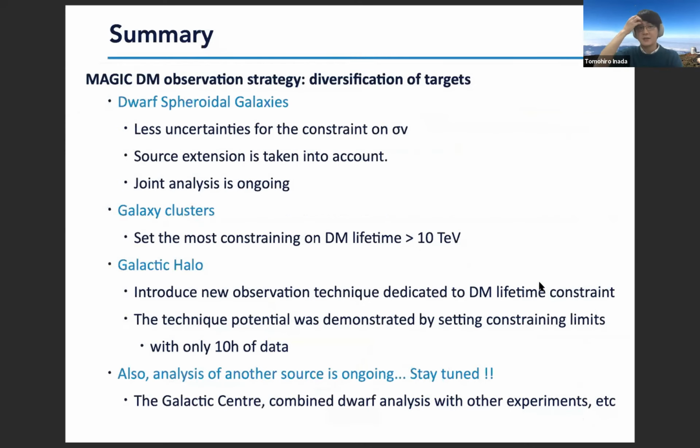Okay, let me summarize my talk. As I said, the MAGIC dark matter observation strategy is diversification of targets. So we observe many targets: dwarf galaxies, galaxy clusters, and the galactic halo. And also now the analysis of other sources is ongoing, like for instance the galactic center of the Milky Way, and also the combined stacking dwarf analysis with other gamma ray experiments, like Fermi, VERITAS, HESS, HAWC, something like that.